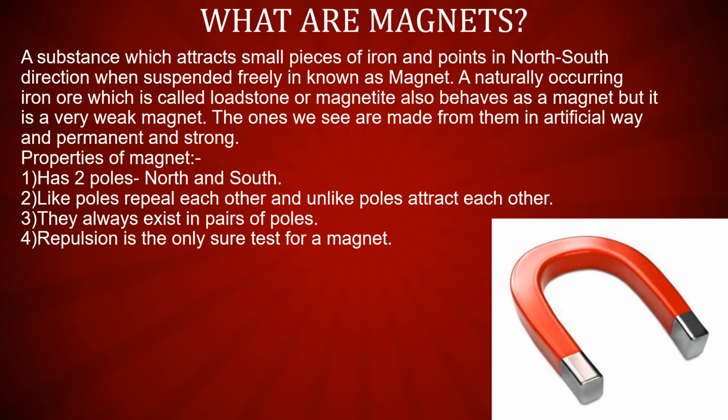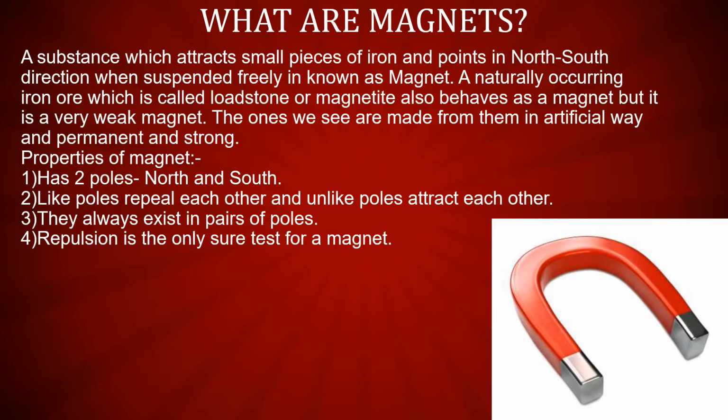So, what are magnets? A substance which attracts small pieces of iron and points in the north-south direction when suspended freely is known as a magnet. A naturally occurring iron ore, which is also called lodestone or magnetite, also behaves as a magnet, but it is a very weak magnet. Magnetism in natural magnets is often lost over time. So what we need is a permanent magnet and also a strong one. Therefore, we require artificial means to prepare them.